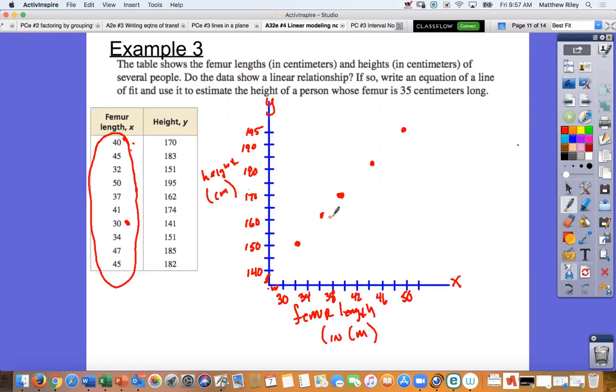Now, let's keep going. So where am I at? 37, 162. Nope, already did that. 41, 174. About right here. 30, 141. About right here. 34, 151. 47, 185. And then 45, 182. That's already almost there. Okay.